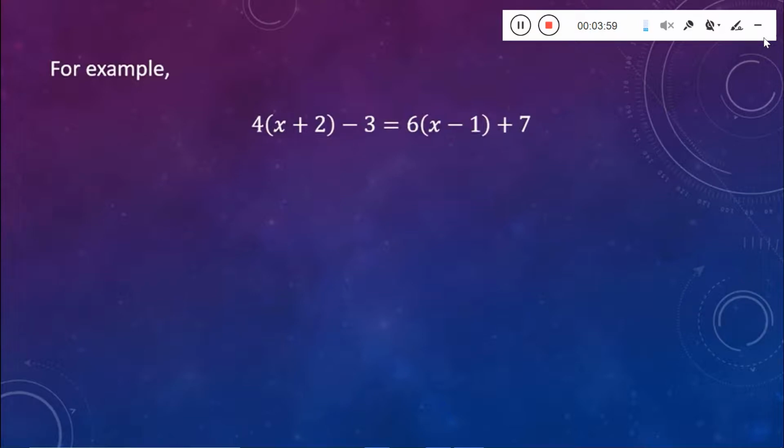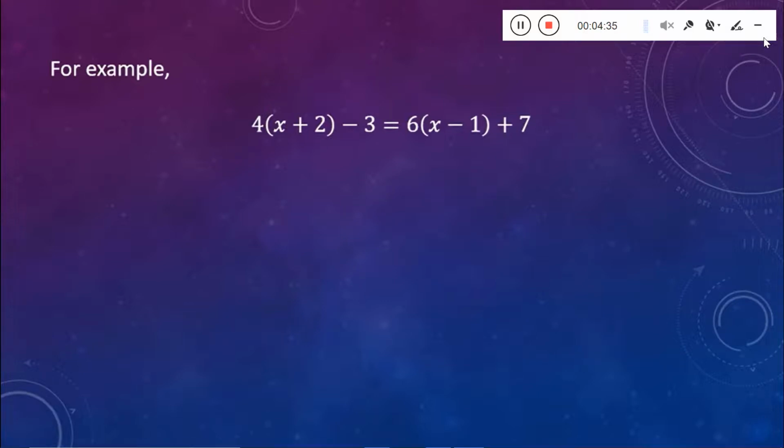So here's an example of a linear equation. 4 times the quantity x plus 2 minus 3 equals 6 times the quantity x minus 1 plus 7. As you can see, the exponent on each of these x's is 1. So that's again what makes it a linear equation.